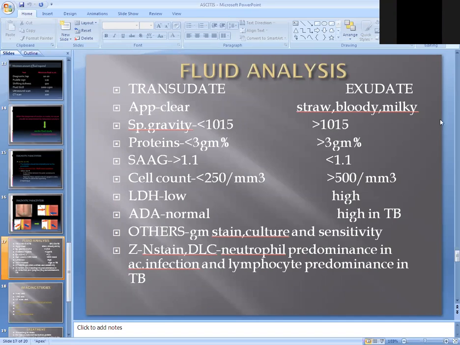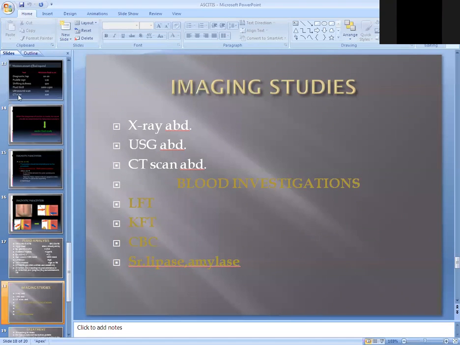So this is the report of fluid analysis. You have to decide whether it is transudate or exudate. And also you have to see in cytology the presence of malignant cells to rule out malignancy. Other investigations include X-ray abdomen, ultrasound, CT scan. These are the radiological investigations to find out the condition of liver or other causes. Blood investigations again: liver function test, kidney function test, complete blood count, serum lipase and amylase to rule out pancreatitis. So these are the investigations in case of ascites. The most important investigation is fluid analysis.